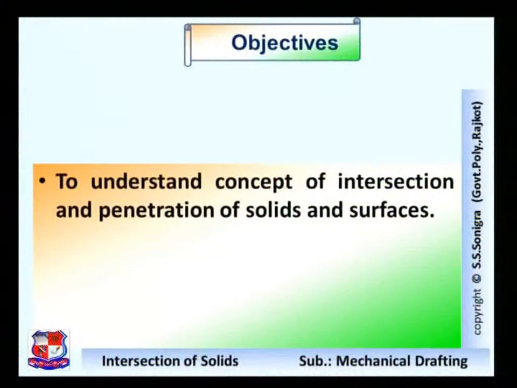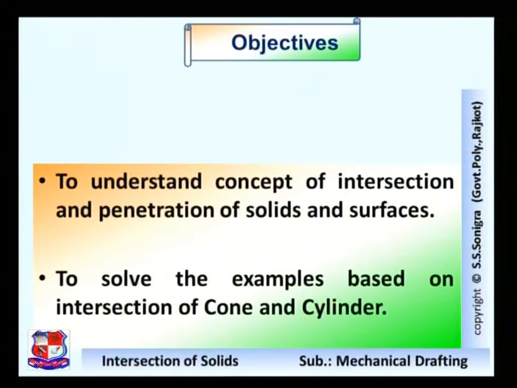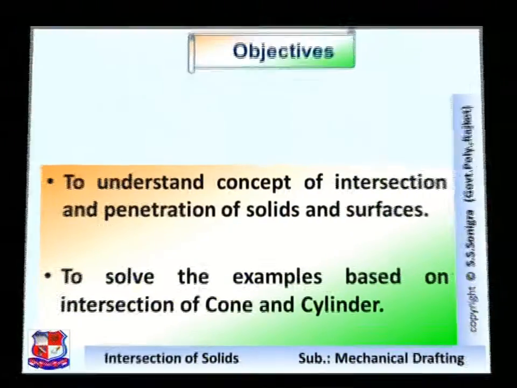We know there are four types of basic solids that we have to study, that is prism, pyramid, cylinder and cone. And in today's discussion we will cover the intersection and penetration of two solids, namely cylinder and cone. Today's discussion covers understanding the concept of intersection and penetration of solids and surfaces, and solving examples based on intersection of cone and cylinder. These are today's objectives for discussion.